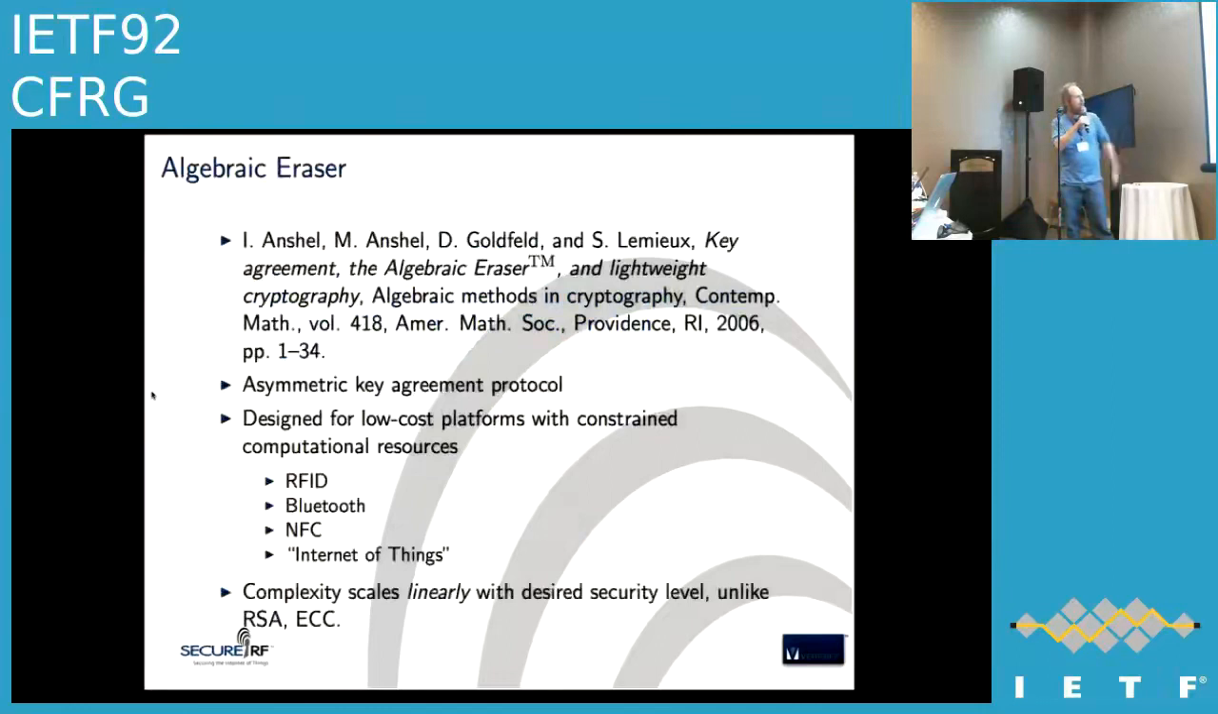So the reference for this is this paper by Anshel, Goldfeld and Anshel from 2006, and this is an asymmetric key agreement protocol. The emphasis of this protocol is for low-cost platforms with very limited resources, so not PCs, not smartphones, but tags, essentially. So RFID and Bluetooth and tags using NFC. In other words, small tags you want to be maybe thinking about using in the Internet of Things. And the important thing about it is that the complexity of the operation to do key exchange scales linearly with the security level, unlike RSA and ECC.